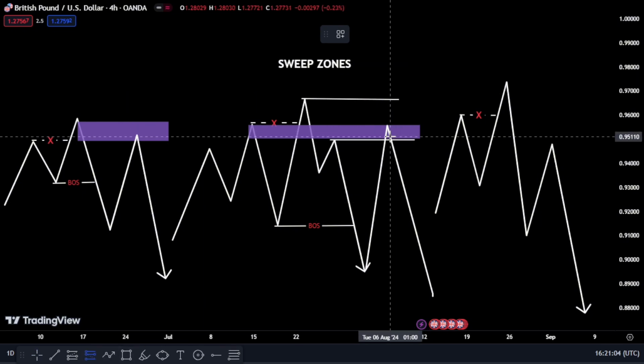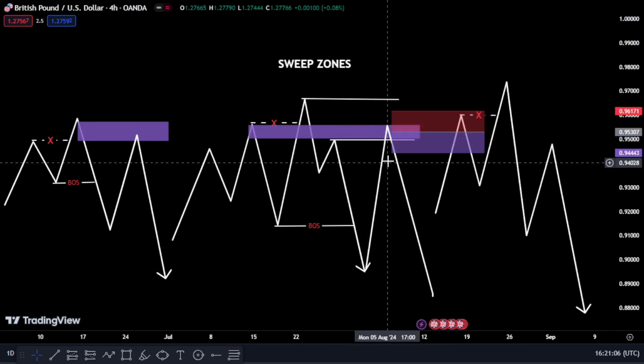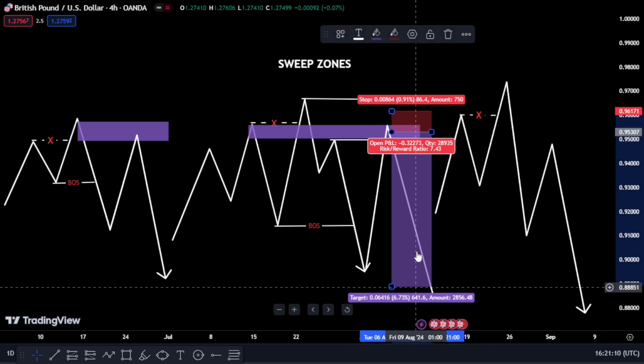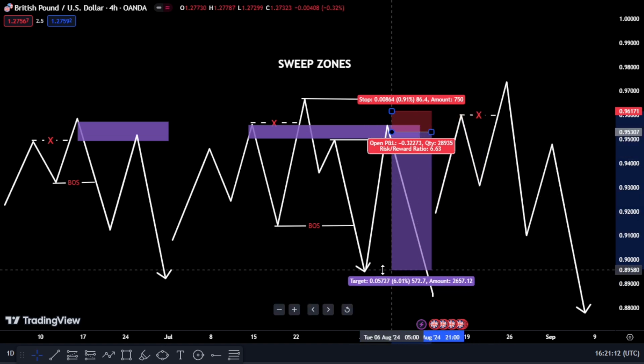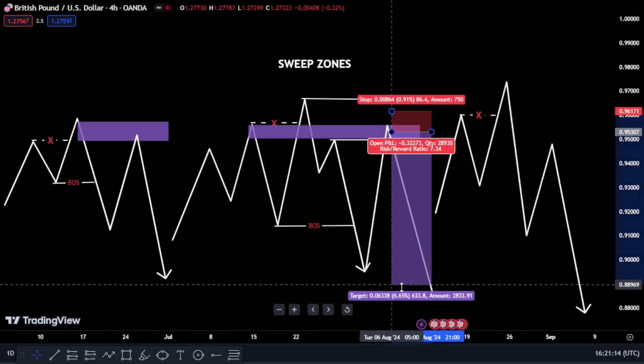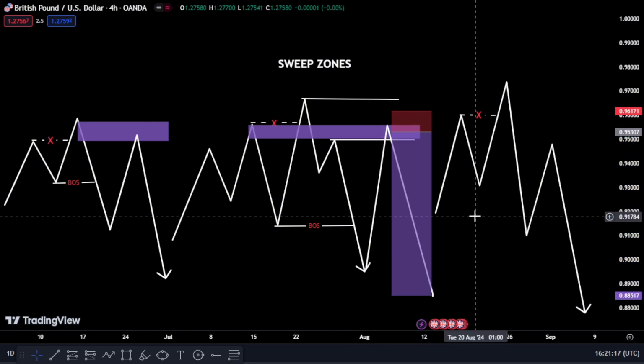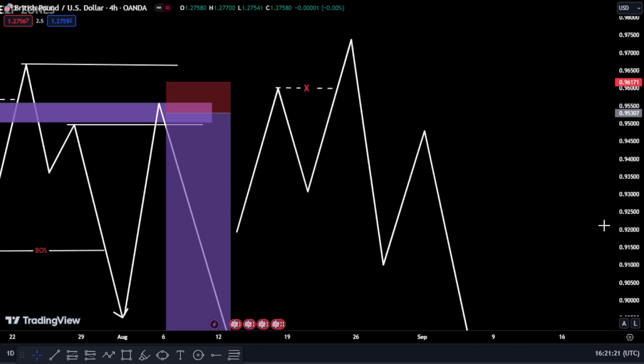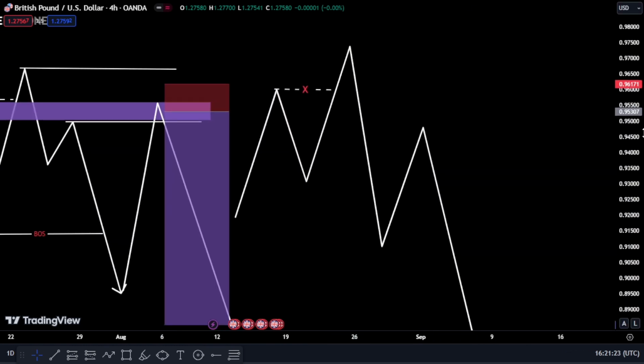But if you are using confirmation like myself, I use confirmation from the 15 minutes. And then my target is always here, the first target, and then the second target, and so on. But this is the most probable setup of them all. Let's look at this setup now.